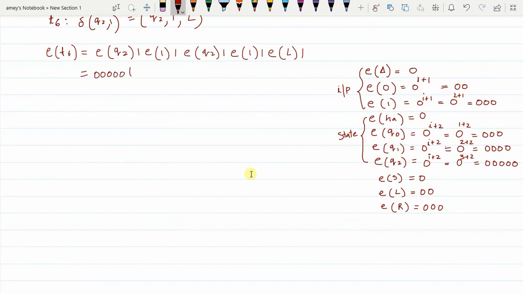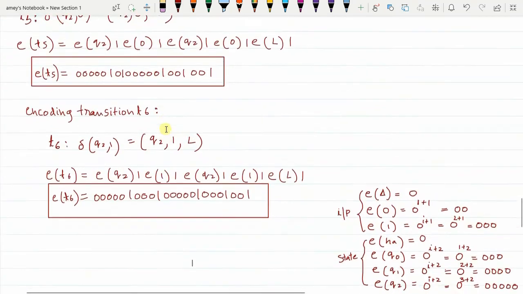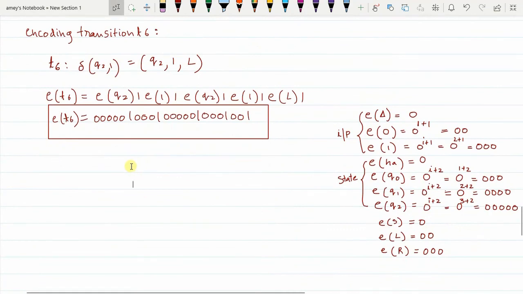encoding of 1 gives you 3 zeros, encoding of Q2 again gives you 5 zeros, encoding of 1 gives you 3 zeros, encoding of left gives you 2 zeros, ending with 1. So this is encoding value for transition T6, this value. And finally encoding for the last transition T7.